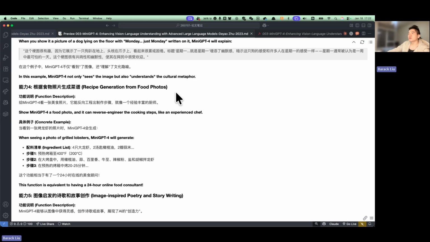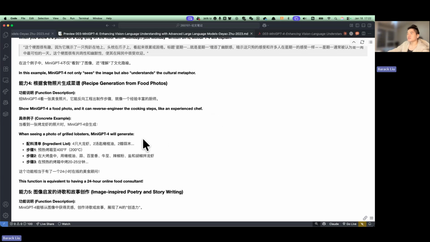Ability 4, recipe generation from food photos. Show Mini GPT-4 a food photo, and it can reverse engineer the cooking steps like an experienced chef. When sending a photo of grilled lobsters, Mini GPT-4 will generate a recipe. This is equal to having a 24-hour online food consultant. AI era, that's crazy.